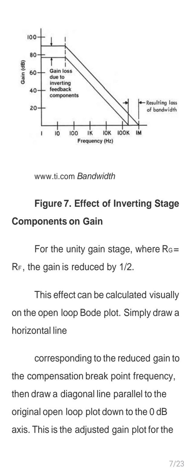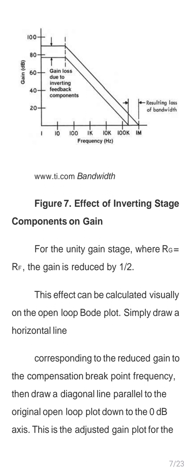Now second is the bandwidth. We have to find the bandwidth of inverting and non-inverting amplifiers, frequency versus gain. In this part the gain is constant as frequency increases. This part is the gain loss due to inverting feedback components, and as frequency increases, the gain also decreases. This part is the resulting loss of bandwidth here.